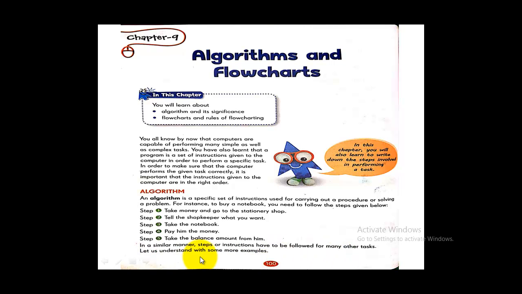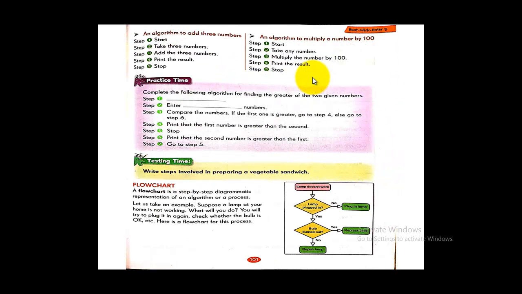Now let us understand with some more examples. Now let's see some more examples. Now let's see what the examples are here. Now, an algorithm to add three numbers. How can we add three numbers?